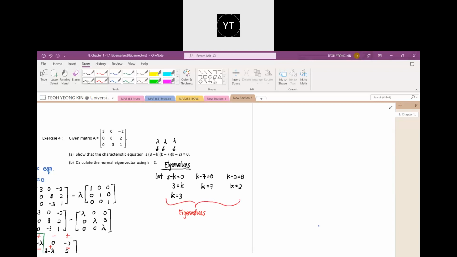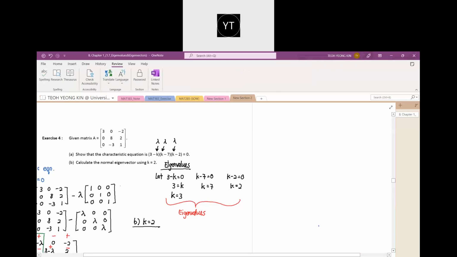But for this particular question, it's mentioned that we are using k is equals to 2. Soalan ni dia minta kita guna k sama dengan 2. So we choose k is equals to 2. This is our eigenvalue. Like I mentioned before, in order to find the normal eigenvector, macam saya sebut sebelum ni, nak dapat normal eigenvector, pertama sekali kita kena dapatkan eigenvector dulu. Kemudian cari dia punya magnitude, then we apply the formula. So, by using this one, first we try to find the eigenvector.